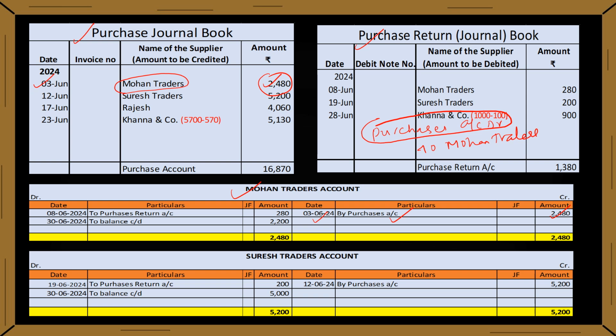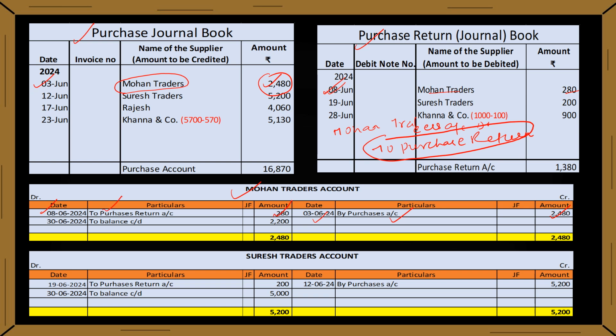Let's see if there is any return from Mohan Traders in the purchase return journal book. Yes. There is return from Mohan Traders on 8th June. The journal entry for purchase return is Mohan Traders account debit to purchase return. In the journal we have credited purchase return. So in the ledger of Mohan Traders we are going to debit purchase return. Date is 8th June. So 8th June 2024 to purchase return 280.